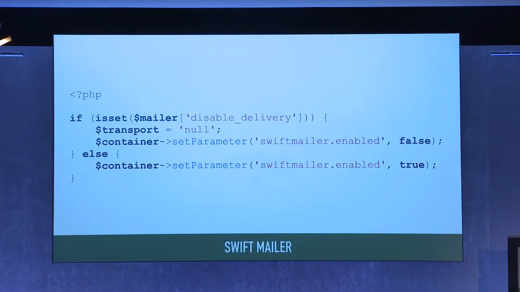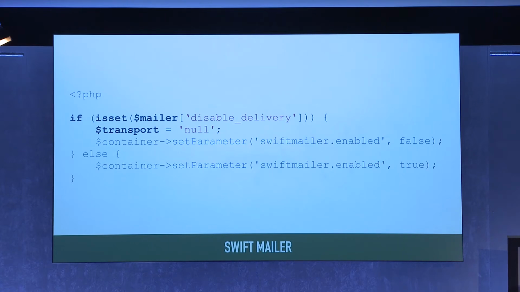Now, if you look in the SwiftMailer bundle, that code very simply translates to this. If it detects that the disabled delivery flag is set, then it will just set the transport to null. And that's your feature flag. It can be as simple as that.